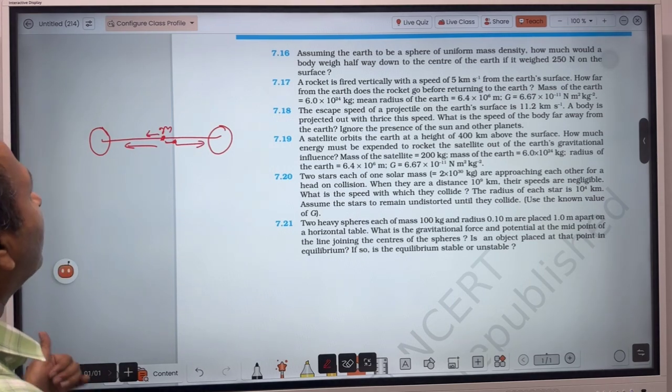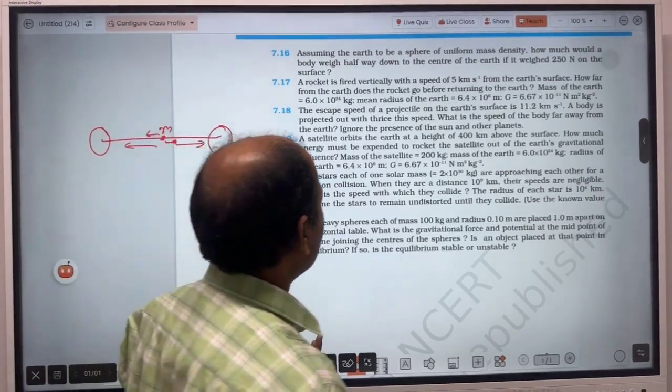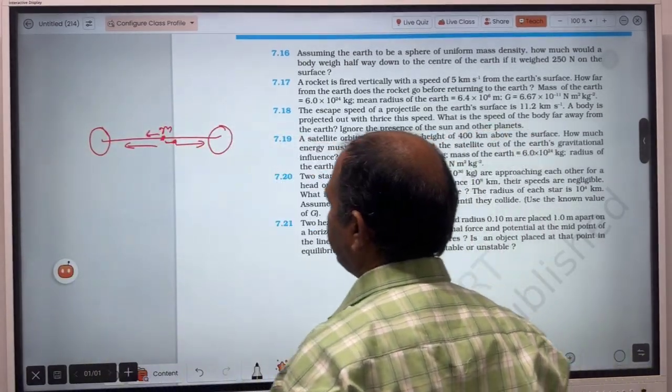So this is how your first book is over. From the next lecture, we will start the second book.